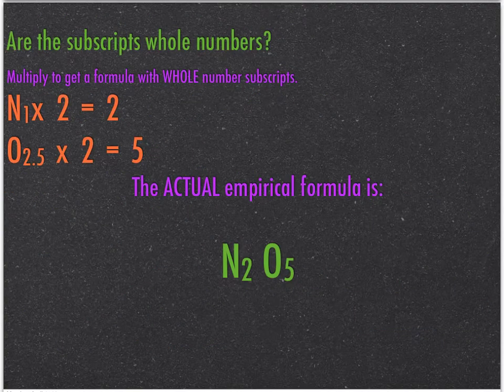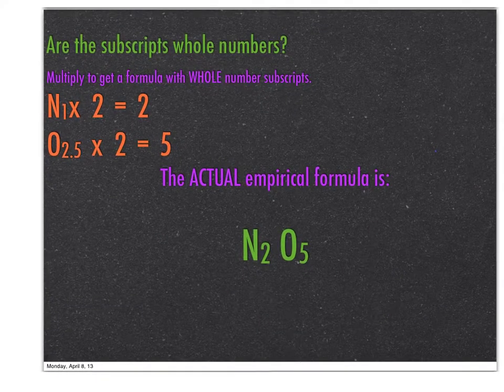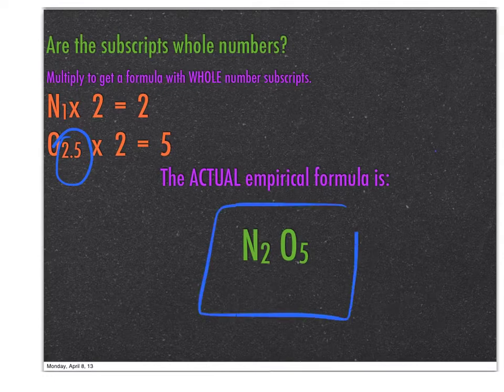What we end up doing here is we multiply everything by 2. And we simply do that to get rid of this 2.5. We can't have that. Why did I multiply by 2? Well, that's the smallest number I can multiply by to get a formula that works with no partial numbers, with only whole numbers. Our final formula is N2O5. That is an empirical formula because 2 and 5 aren't divisible. We cannot break that down any further.